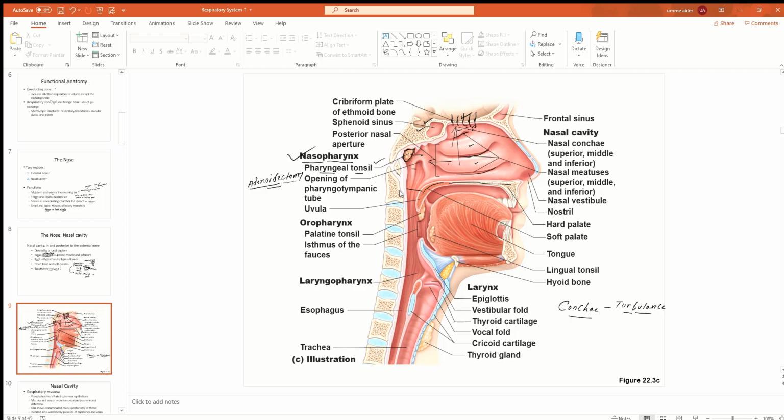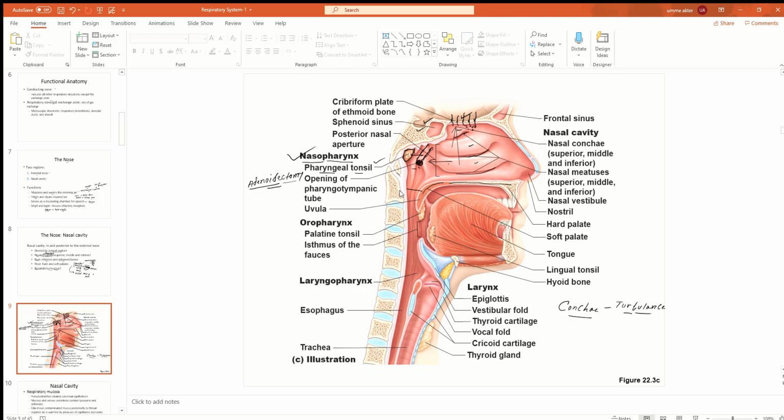Okay, and this is the opening for the auditory tube or pharyngotympanic tube. Okay, it connects the nasopharynx, this end, and the other end of that tube goes to the middle ear. Okay, and the tube helps to maintain the equilibrium of pressure. If the pressure inside the ear increases, then through this tube the air will enter into the nasopharynx. Okay, so that way the pressure inside the ear will go down, which is important.